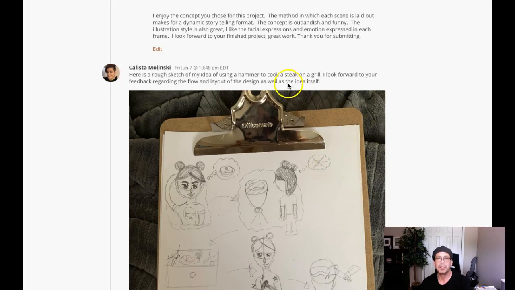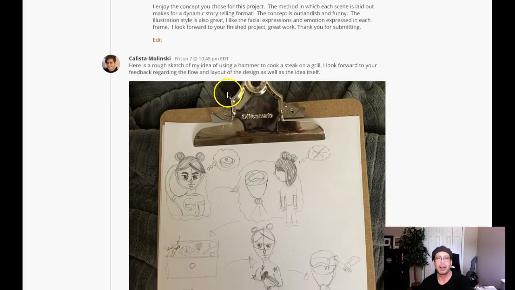Okay, Calista. So we're going to use a hammer to cook a steak on a grill. So the hammer is to flip the steak. Okay, I get it. Yeah. All right, let's go and take a look.